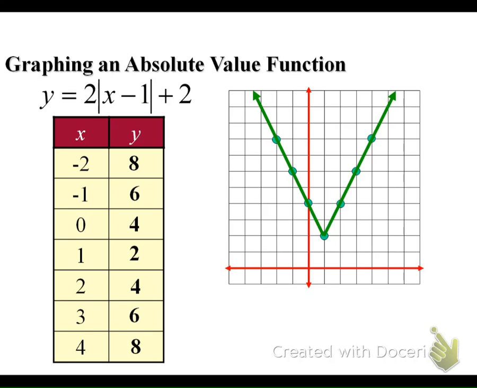Now, we talked about how h is what they're subtracting from x. What are they subtracting from x here? 1. What are they adding at the end? 2. That's where your vertex is located. And you can see from this graph, here is our vertex. It's at the point (1, 2). We can also tell where the axis of symmetry is. It's just the vertical line through the vertex, so our graph should be symmetric about this line.